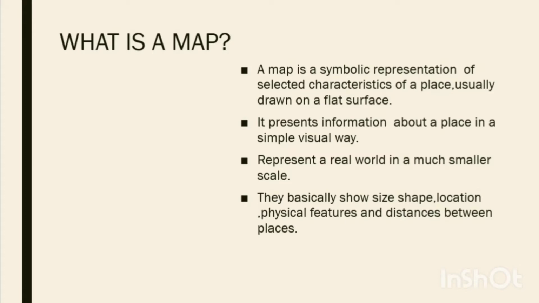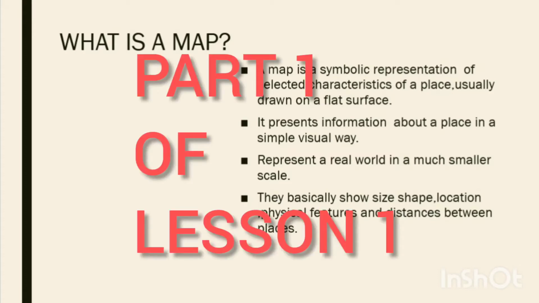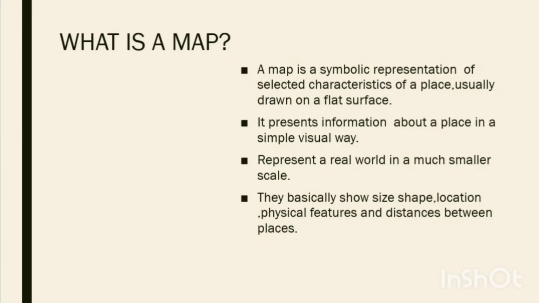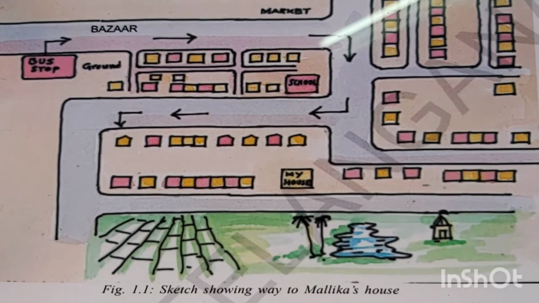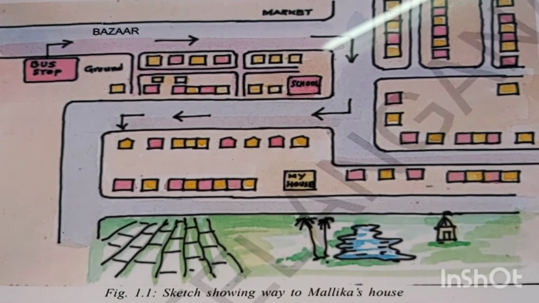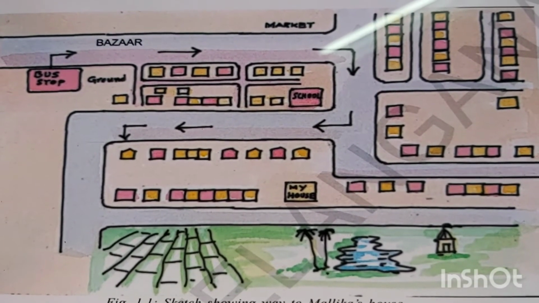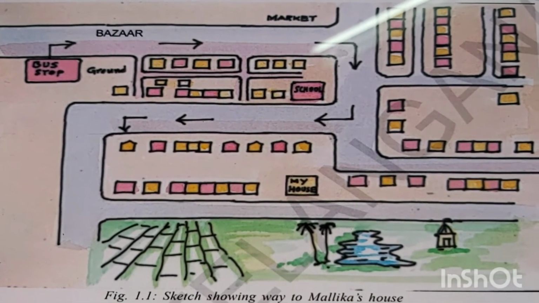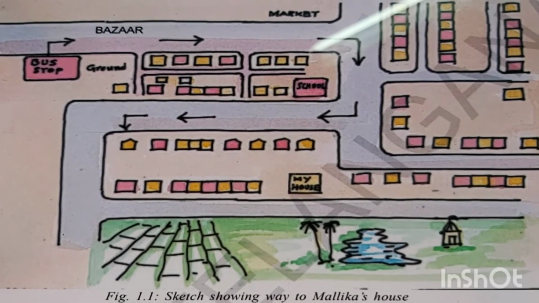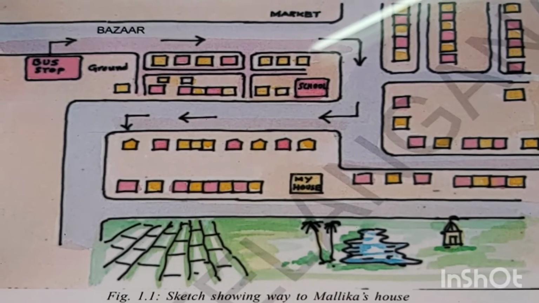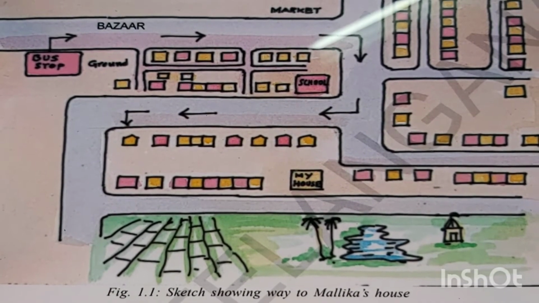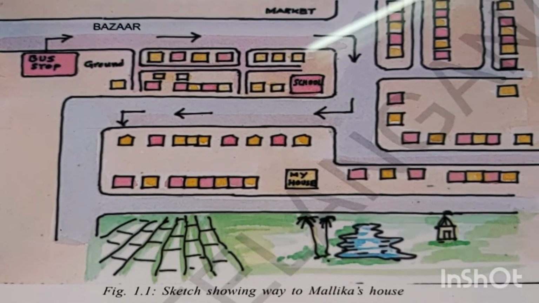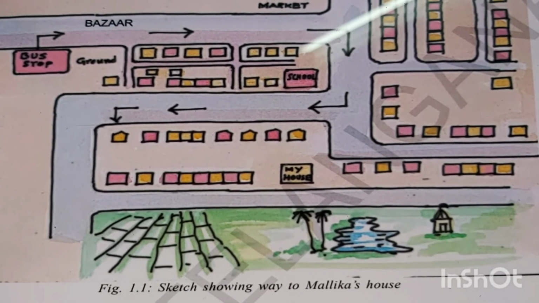Next, it represents the real world on a much smaller scale. If it's a very big land, you have to show it in a very small way. They basically show size, shape, location, and physical features of a particular place. Now you can see this is a sketch map which was done in class 6th. There is a title given down there. You can see that it is a sketch map showing the way to Mallika's house. So looking at that sketch map, it is not going to a school or bus stand and all that. It's going to Mallika's house.